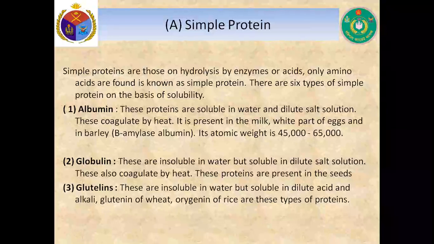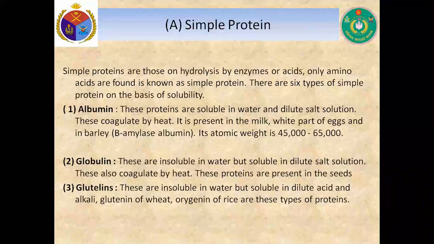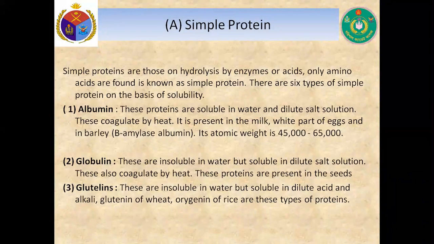There are six types of simple protein on the basis of solubility. Number one, albumin. These proteins are soluble in water and dilute salt solution. These coagulate by heat. It is present in milk, the white part of eggs, and in barley. Its molecular weight is 45,000 to 65,000.